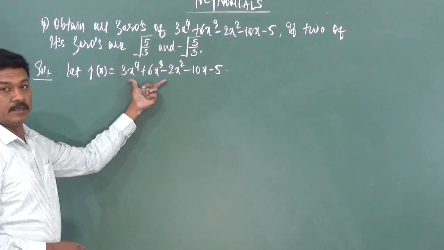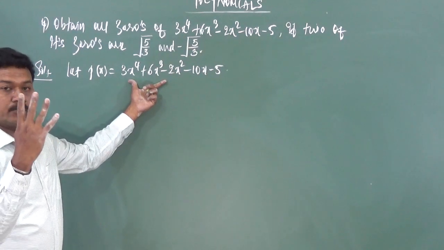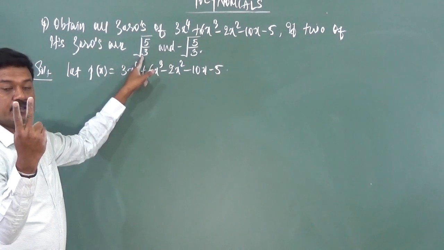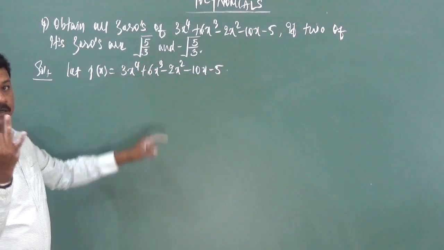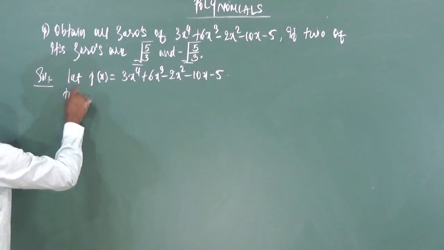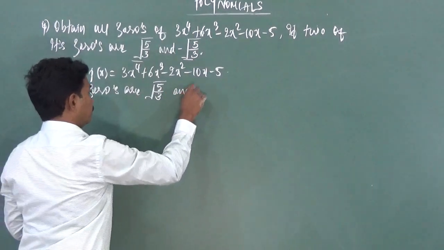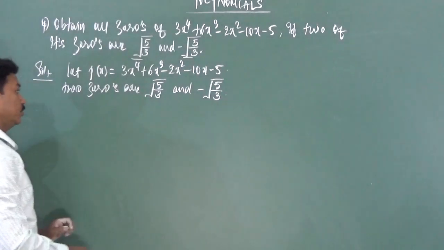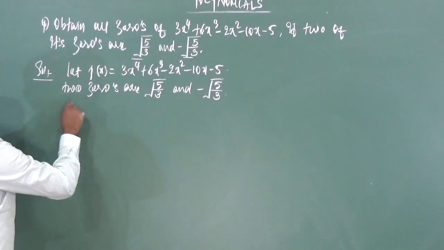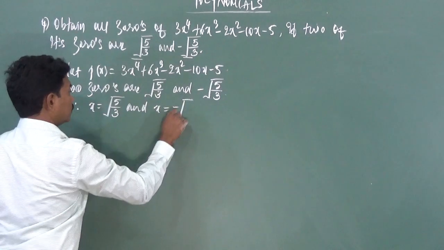This is the given polynomial. So it's a polynomial of degree 4. So we know that a polynomial of degree 4 has 4 zeros. Out of those 4 zeros, 2 zeros are given. That is, one is root 5 by 3 and another is minus root 5 by 3. So using this, you have to find the remaining 2 zeros. So these are the 2 zeros. Now, as x is the variable involved in the polynomial, let us equate both the zeros to x. Therefore, x is equal to root 5 by 3 and x is equal to minus root 5 by 3.